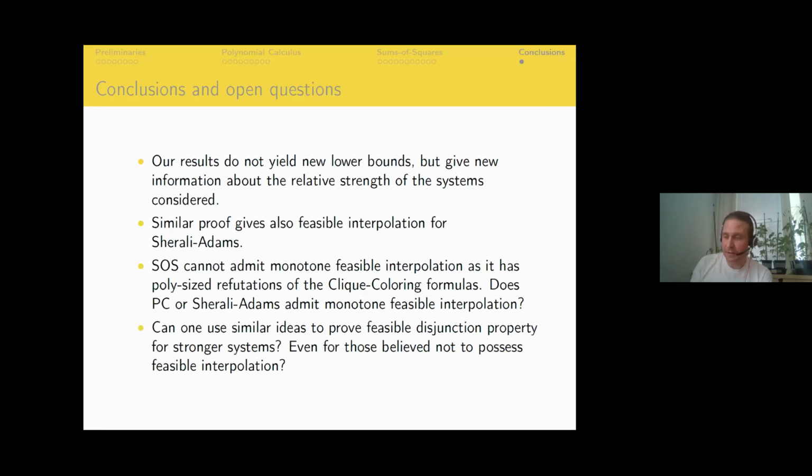And finally, this question that I find quite interesting is whether these kinds of semantic arguments could be used to extend to prove a feasible disjunction property even for stronger systems. So even for systems that we believe not to possess feasible interpolation. So if one could prove really the existence of a somehow small proof using a semantic argument, even if one doesn't have this proof search algorithm to go with it, basically.